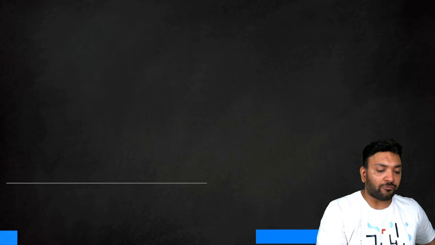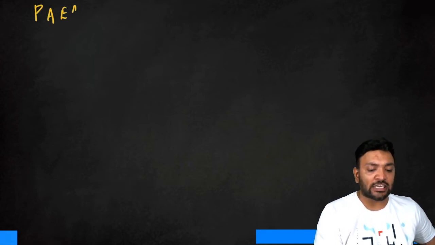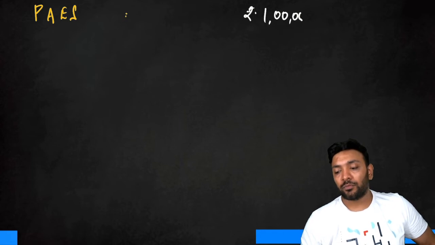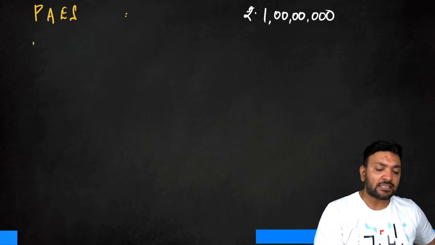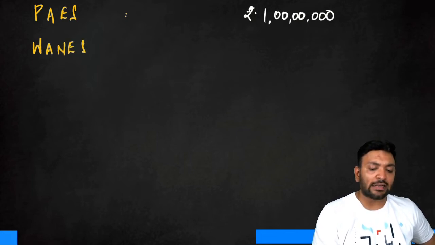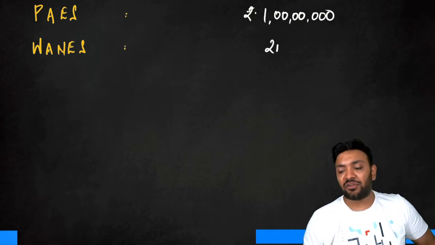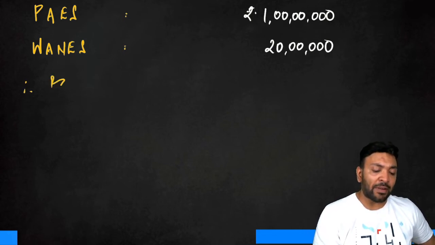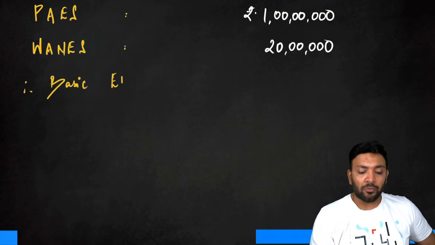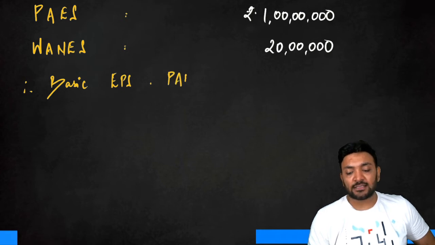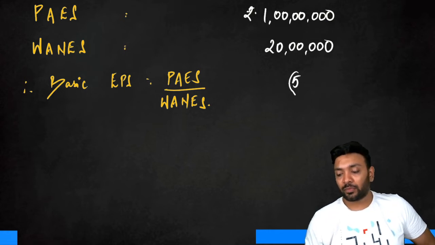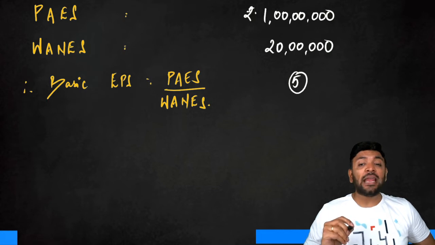Like I told you, first is the value of PACE, profits available to equity shareholders. What was the value of PACE? It was about 1 crore. Then we had VANE's, the weighted average number of equity shares. I asked you to correct the weighted average number of equity shares, and I said it is 20 lakhs. Therefore, from this I can calculate my basic EPS by using the formula PACE by VANE's, and the answer of my basic EPS is going to be 5. Now, obviously, your diluted EPS should be less than 5.